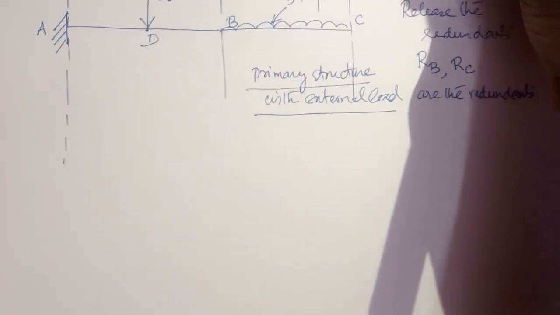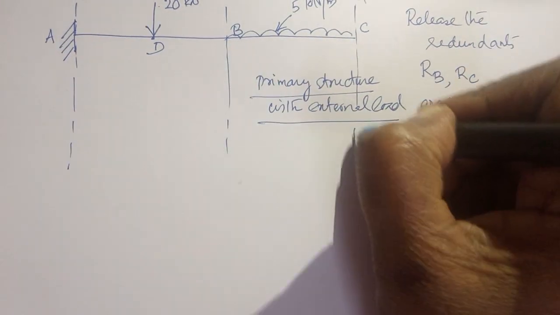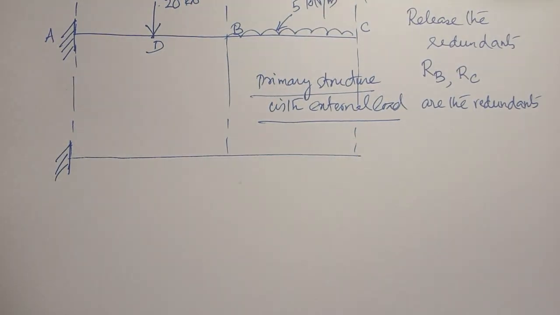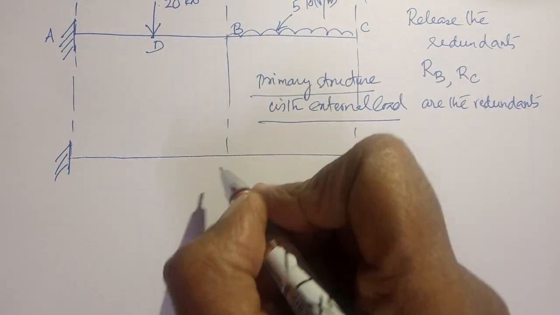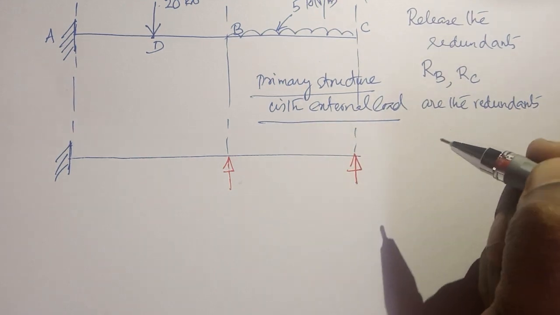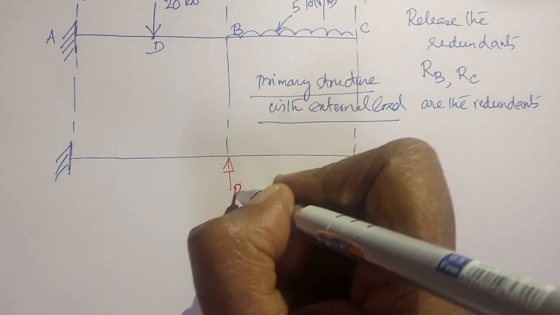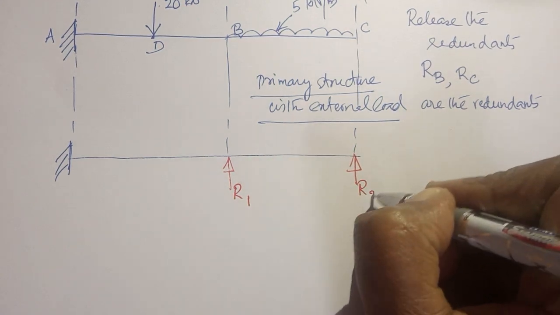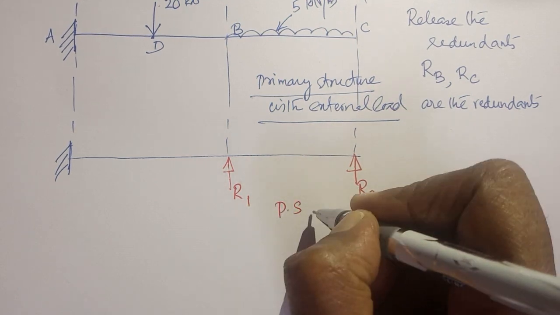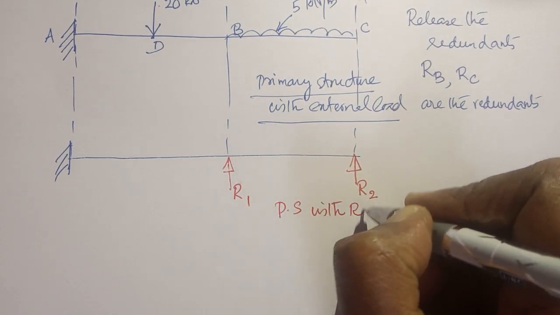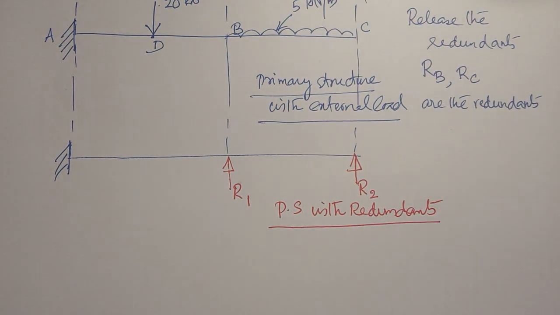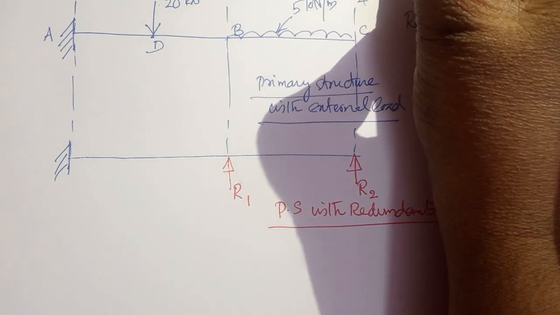Now I'll mark the redundants on the primary structure. What are the redundants? I have taken this as one redundant and this as the second redundant. Let me take them as R1 and R2. So this is the primary structure with redundants. This much involves step 1.